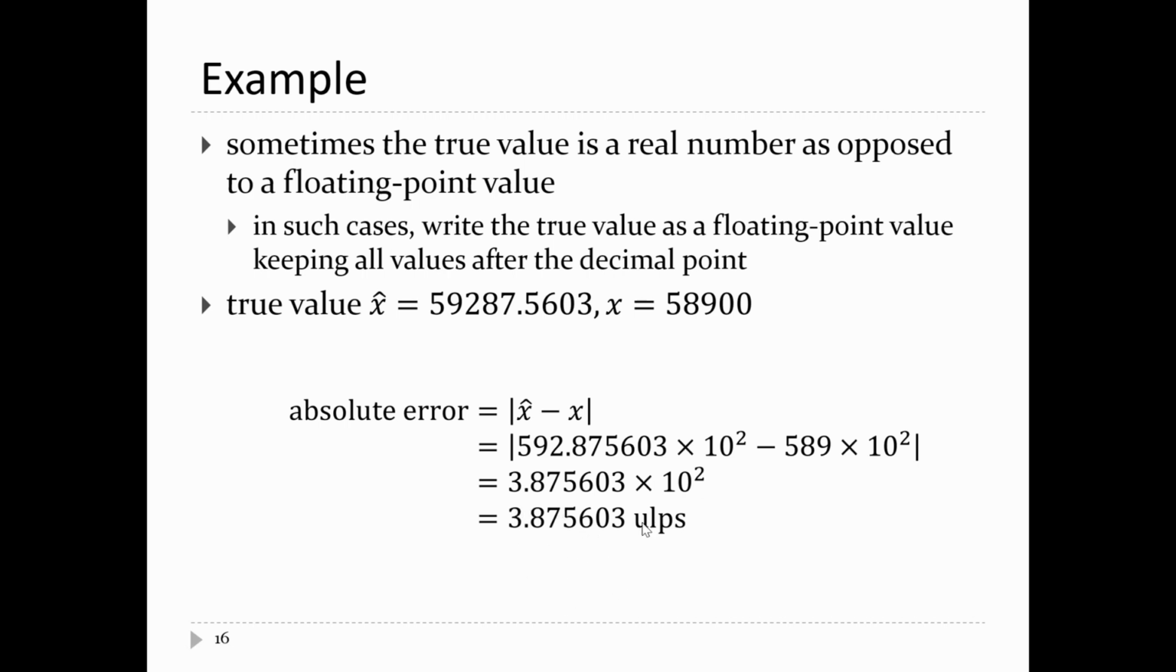So it can be the case that your true value, x, has more than three significant digits in it. If that's the case, just keep them all. But remember, always write it out as some three-digit integer part times 10 to some integer exponent.